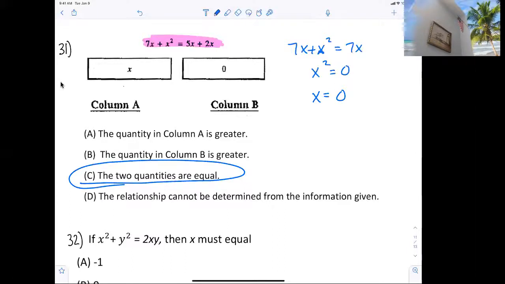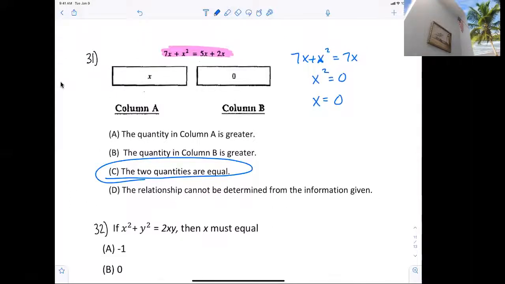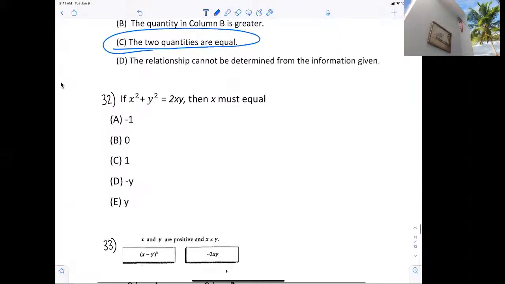All right, again, try please. Hopefully you're trying. I'm not saying you're supposed to know how to do it. I'm asking you to try. All right, 32. Everybody put a star by 32.